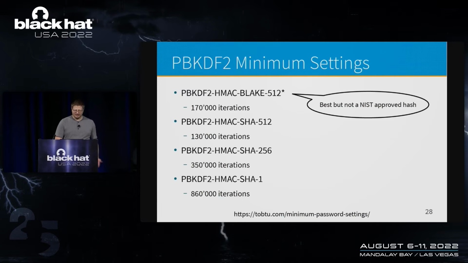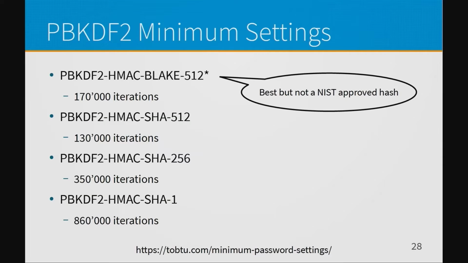Well, here are my minimums. It depends on what hashing algorithm you're using. SHA-1 is very fast on a GPU, so that's higher. Technically, BLAKE2b-512 would be the best algorithm to use because there's internal parallelism. So as a defender, you can use SIMD instructions, single instruction, multiple data.